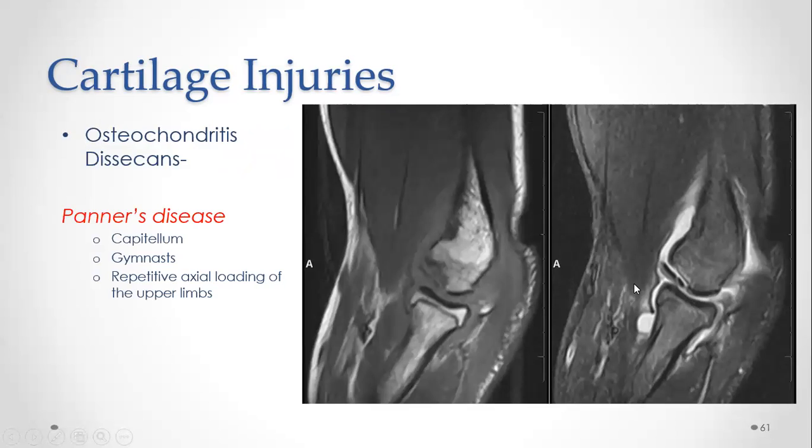If the injury is chronic and repetitive, such as in gymnasts, because they do a lot of repetitive axial loading of the upper limb, then you can have an entity which is more like osteochondritis dissecans, for example, Panner's disease, in this young athlete, a 15-year-old gymnast. What we see here is a focal area of osteochondral lesion involving the capitellum, and the fragment itself is detached and fragmented.